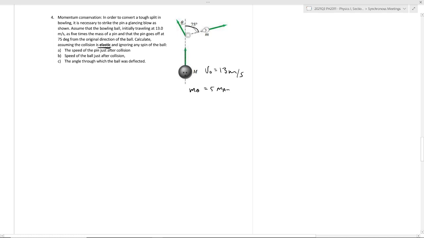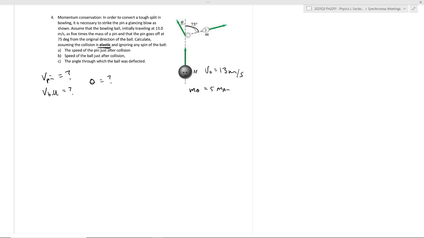So it's not necessarily realistic, but it makes this problem tractable. You know that with macroscopic objects, there's going to be some energy that's going into deformation of those objects, but we're going to assume that this is elastic. And we want to find the speed of the pin. We want to find the speed of the ball. And we want to find this angle theta. All right. So let's set up our momentum and energy conservation equations.